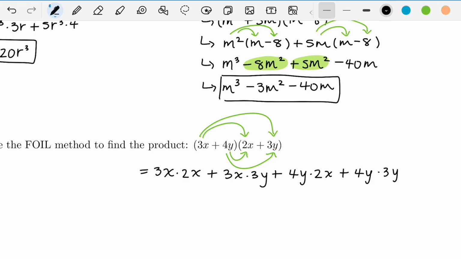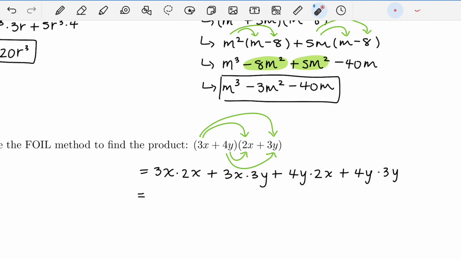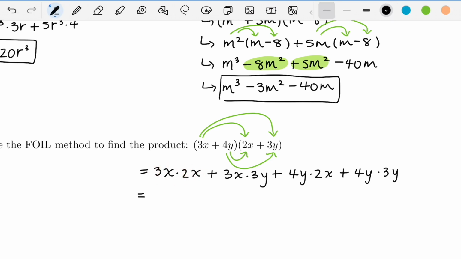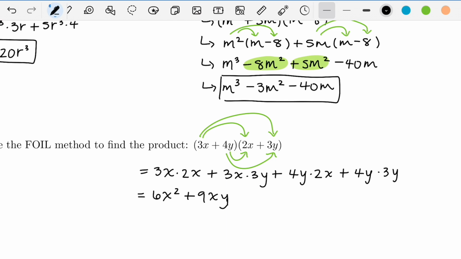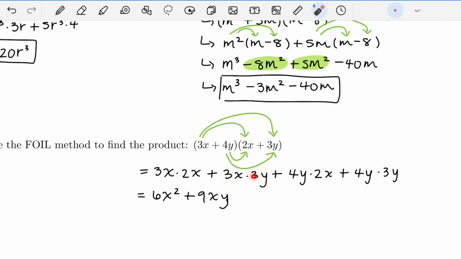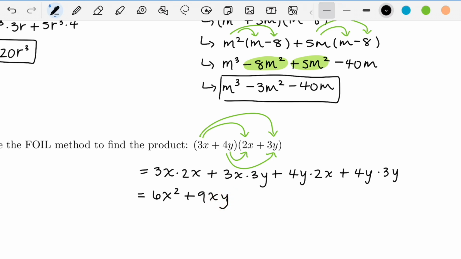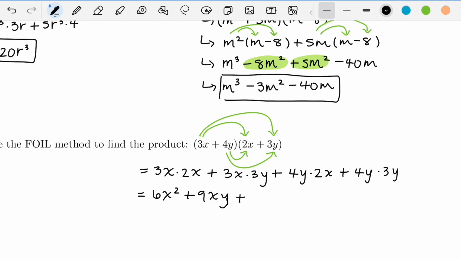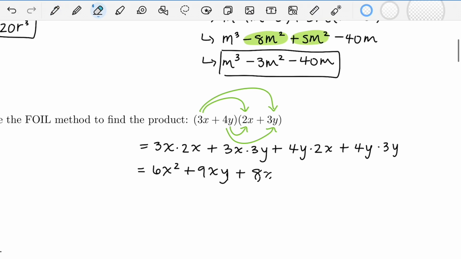Now let's simplify this here. We know that this is going to be 6x squared, this first term. Our second term is going to be 9xy. We can multiply these constants here, but we can't multiply our x and y, so we're just left with an xy term here. Similarly, for our third term, we're going to multiply our 4 and 2, so we're going to get 8, and then xy. Let's fix that.